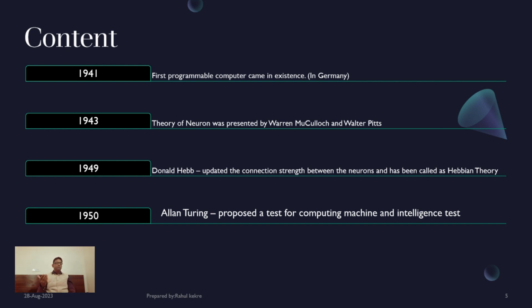The same testing principle was proposed in 1950 by Alan Turing: fine, we are trying to give the neuron intelligence and strength, but now let's test how efficient it has become. Okay, that's great, we are going there.